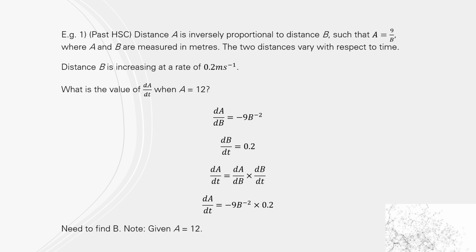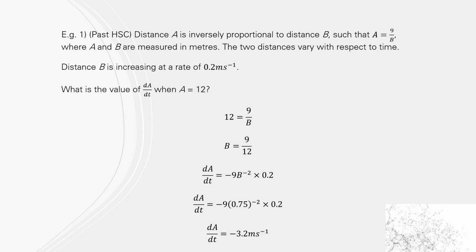We want to now find dA/dt given the value of B, but we've got to find B given that A equals 12. So we can find B by substituting 12 back into the original formula where the A was, and that gives us B equals 9/12, 3/4, or 0.75. Sub that in and you get dA/dt is minus 3.2 meters per second. So that means that A is decreasing at a rate of 3.2 meters per second.